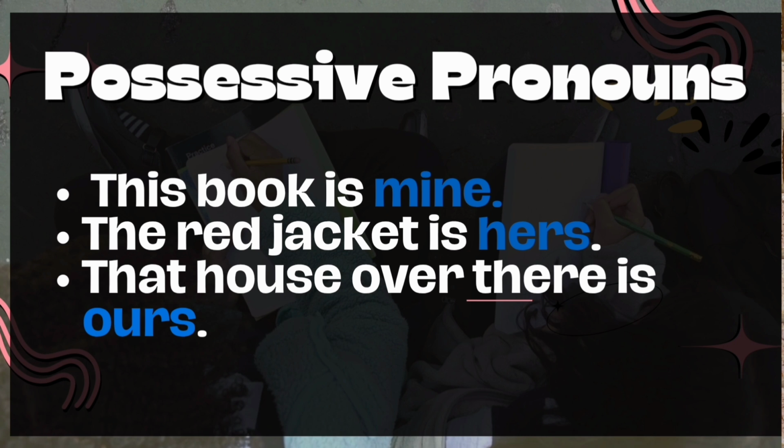The next sentence, the red jacket is hers. The possessive pronoun in that sentence is hers, showing possession of the red jacket. That house over there is ours. The possessive pronoun in this sentence is ours, showing possession of the house. The house is ours. The house belongs to us. That's a pretty easy one, hey? But here's a list of more possessive pronouns.